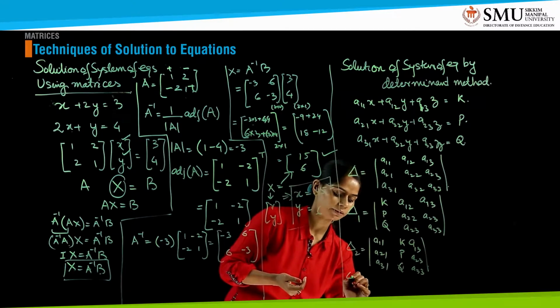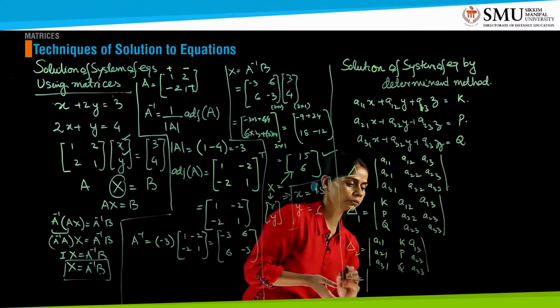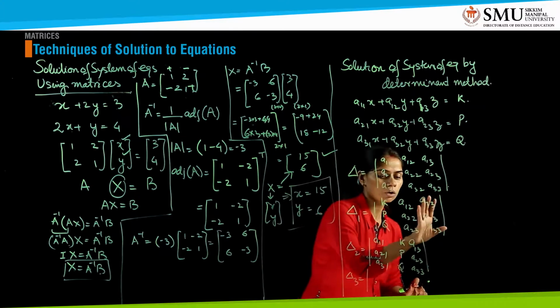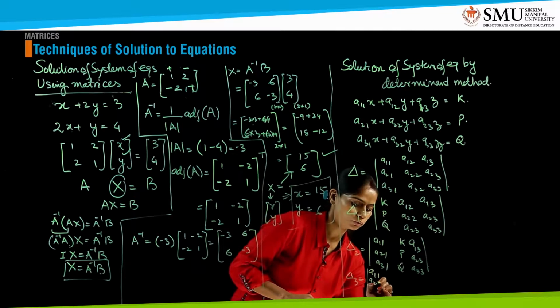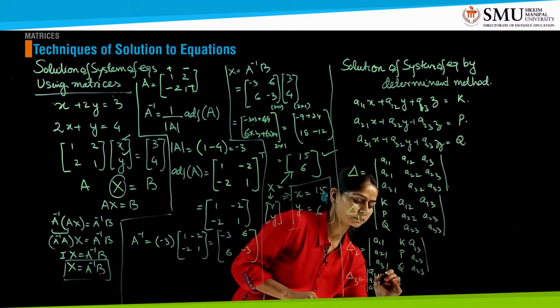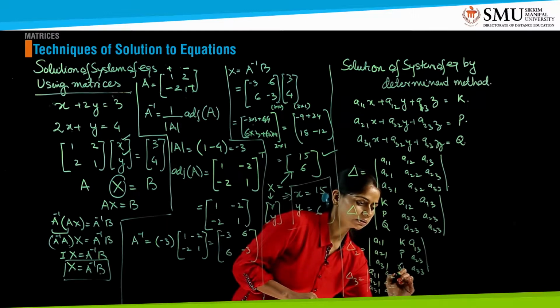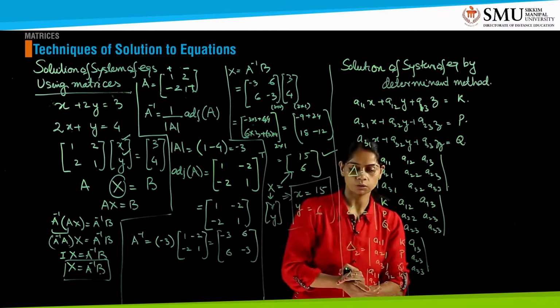Now, we will define del 3. How are we going to define del 3? Remove this column and put k, p, q in that column. So, it will become a11, a21, a31, a12, a22, a32, and then k, p, q. Now, you can find the determinants for all these.